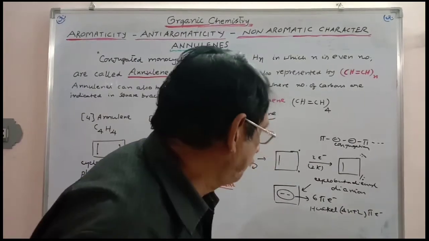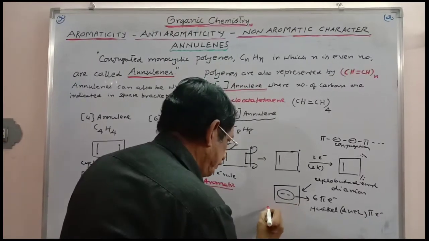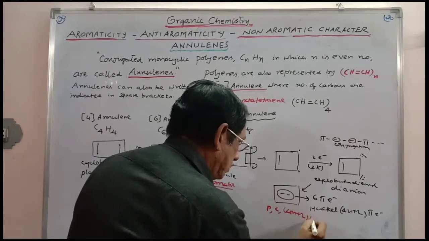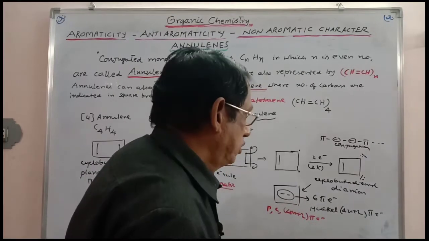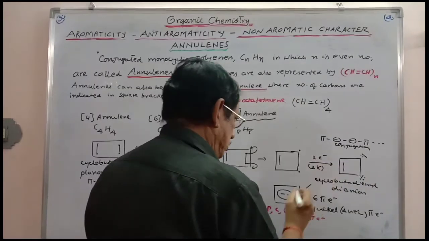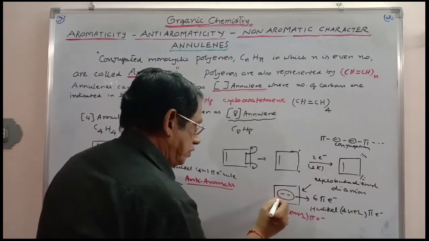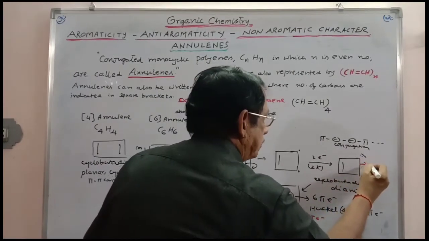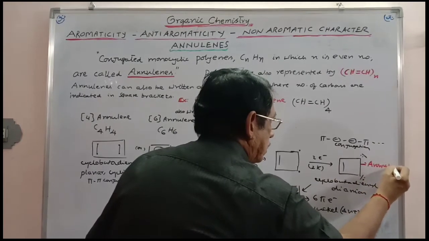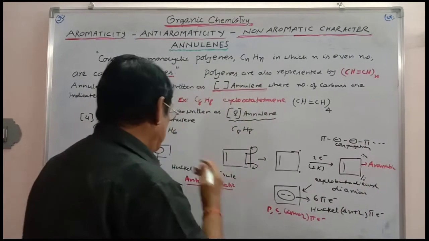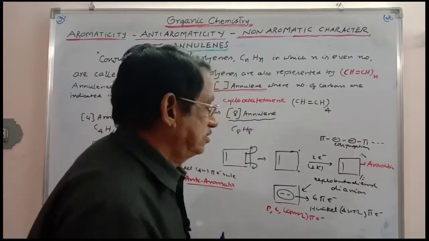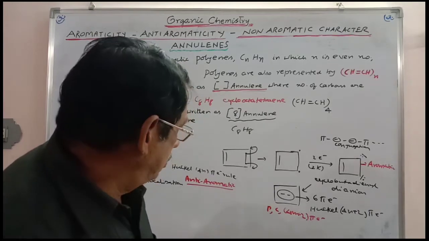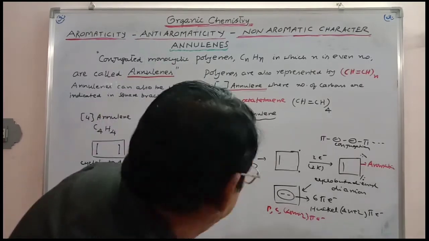That is satisfied. So this is planar, cyclic, and the 4n plus 2 pi electron rule is satisfied. So what does it become now? This is certainly aromatic. We can write here, this is aromatic. So cyclobutadiene is anti-aromatic, whereas its dianion is aromatic. Similarly, you can take one more point here.